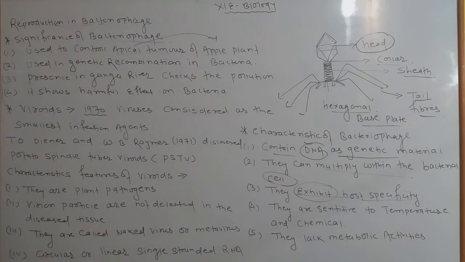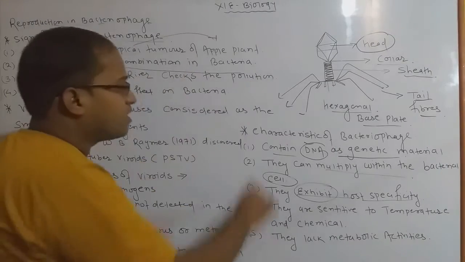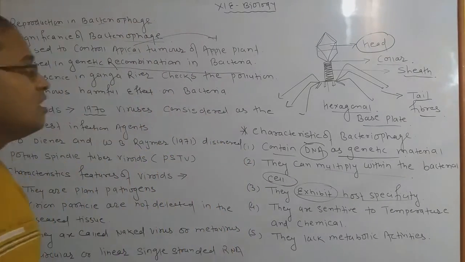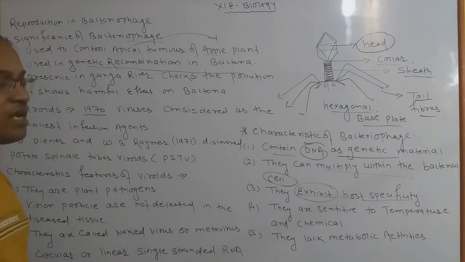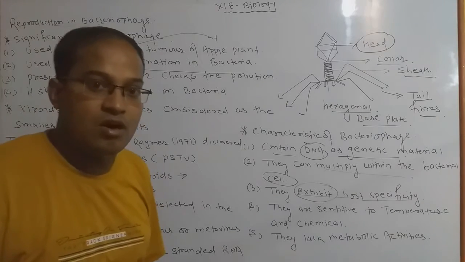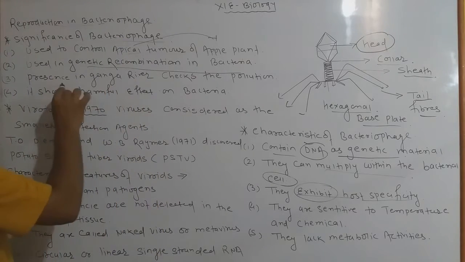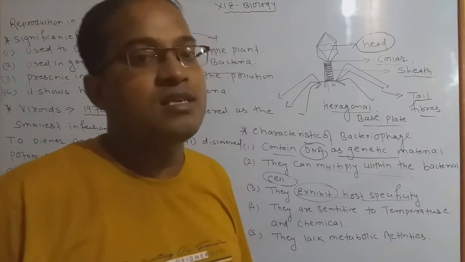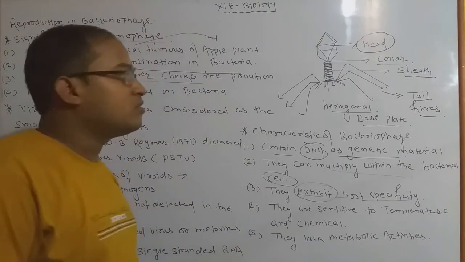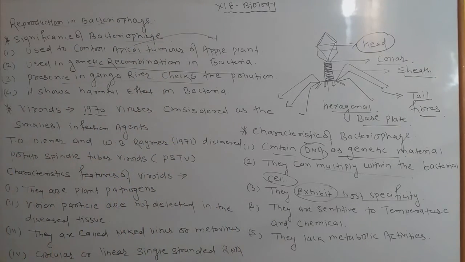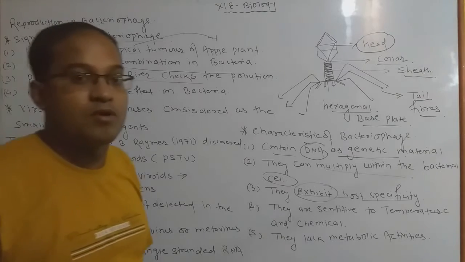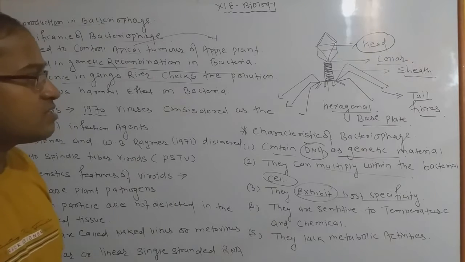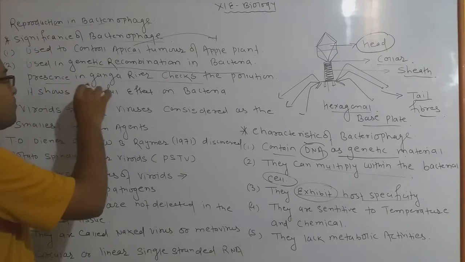Second, it is used in genetic recombination in bacteria. We have also discussed genetic recombination in bacteria, and genetic recombination in bacteria is generally done by bacteriophage. Apart from that, its presence in the Ganga river checks the pollution. If bacteriophage is found in the Ganga region, it definitely shows the presence of pollution. So generally it is used as a pollution indicator in the Ganga river. Most important, many times questions ask which type of bacteriophage is used for checking the pollution in the Ganga river.